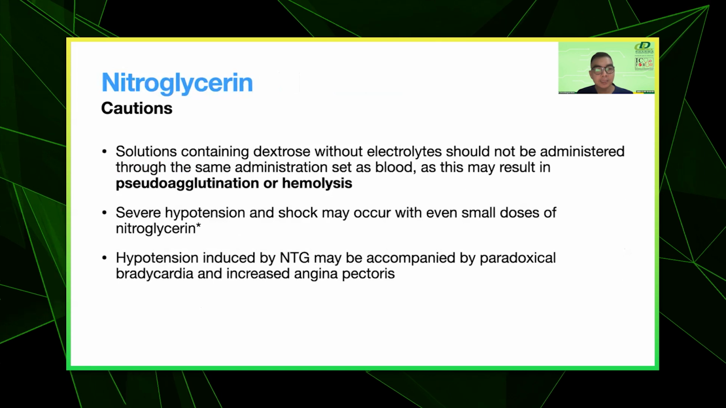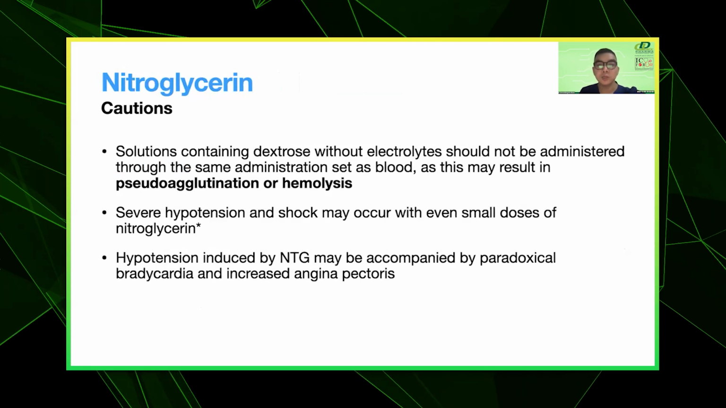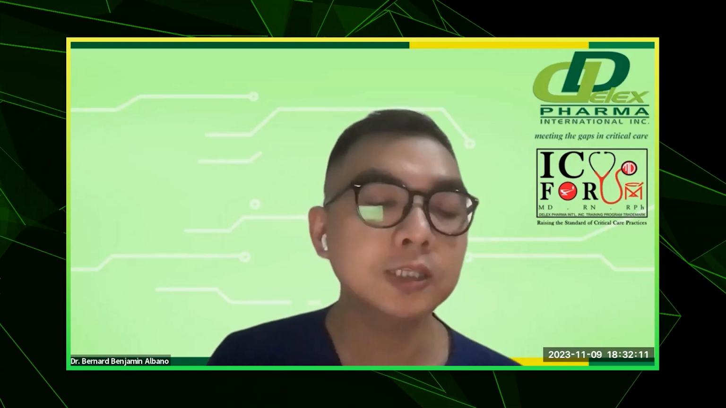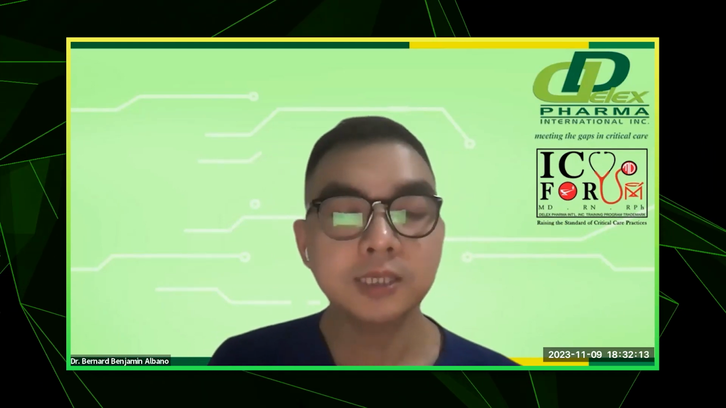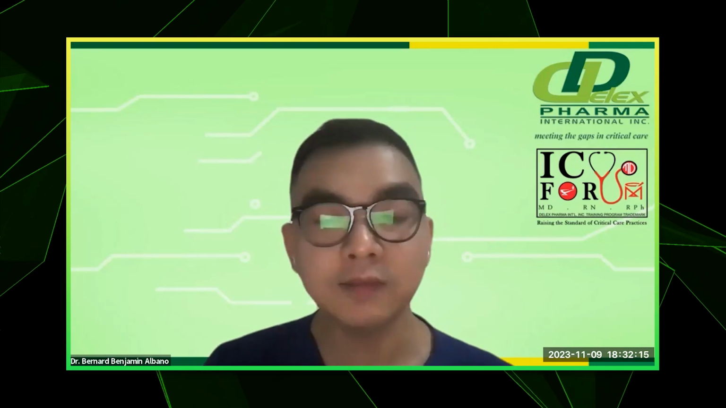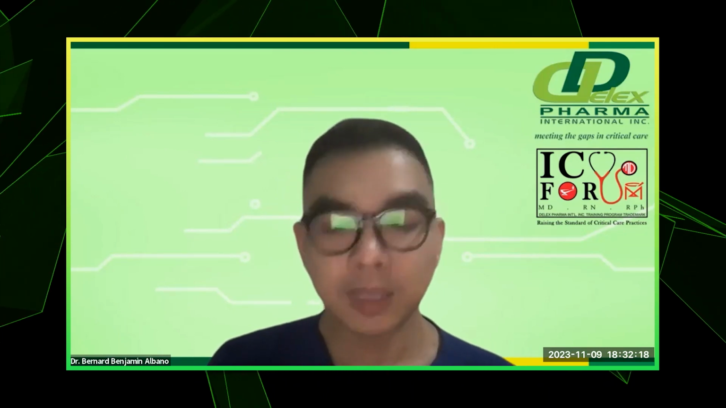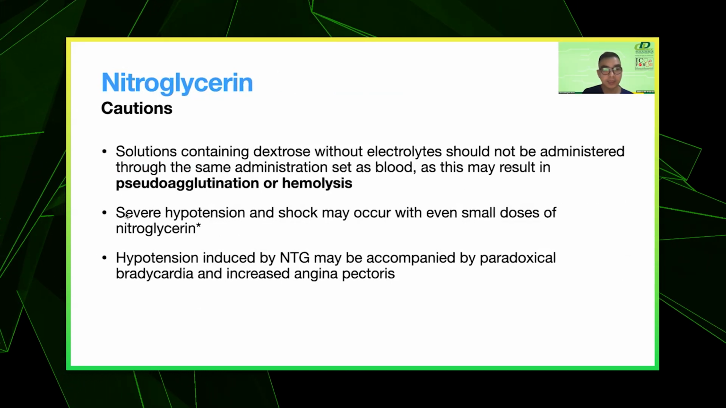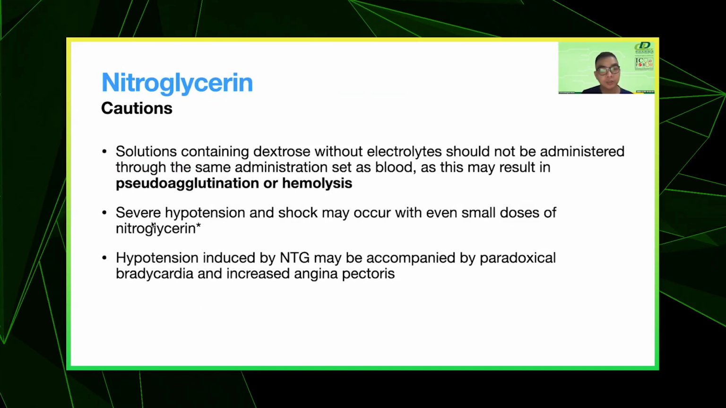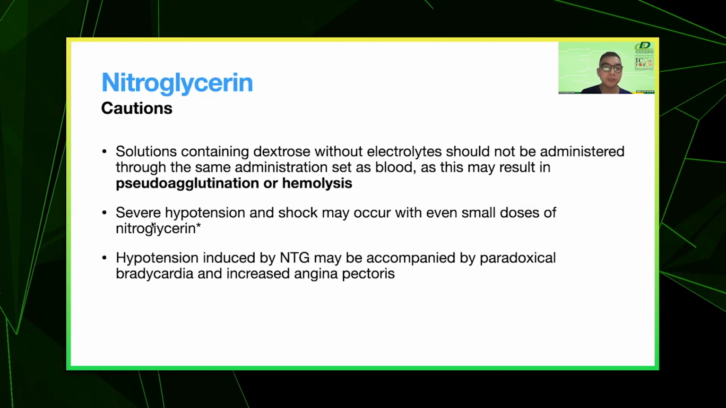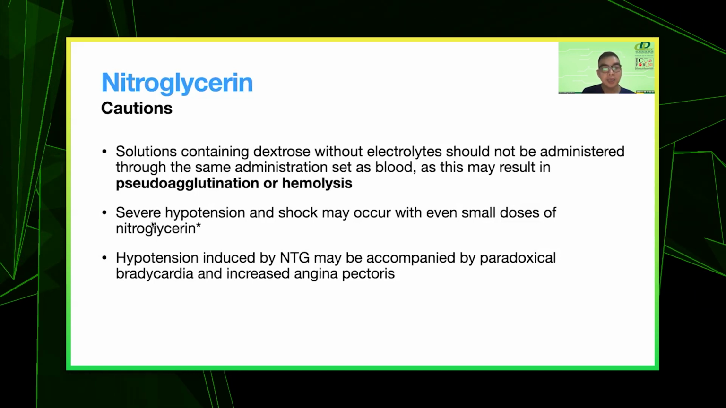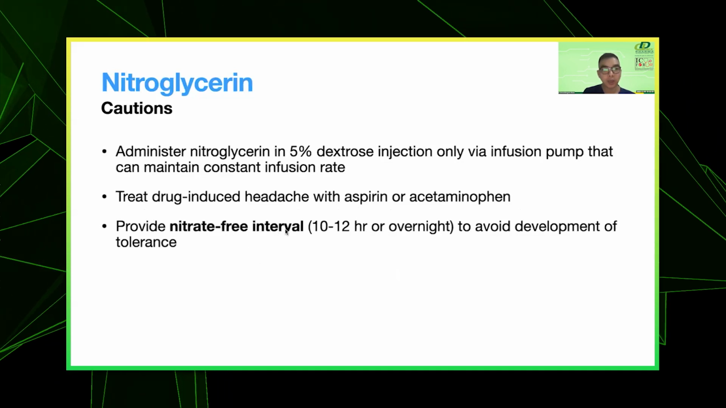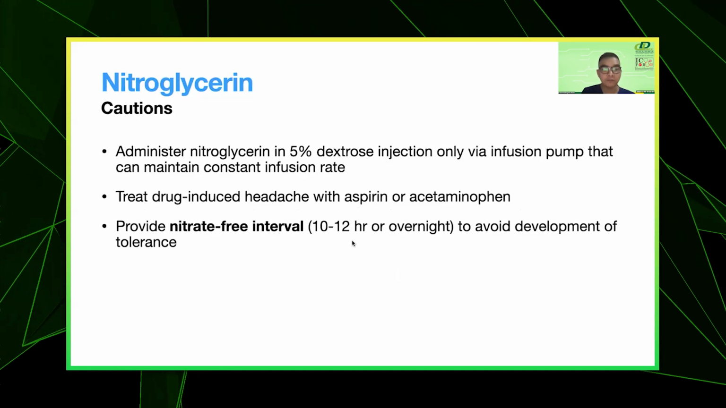And severe hypotension and shock may occur even with small doses of nitroglycerin, especially if given in patients on medications such as sildenafil or tadalafil or other medications that are listed previously. And interestingly, the hypotension that is induced by NTG can be accompanied by paradoxical bradycardia and an increase in angina pectoris to a certain extent. This is just to highlight again the nitrate-free interval that we have to consider in giving IV nitroglycerin.